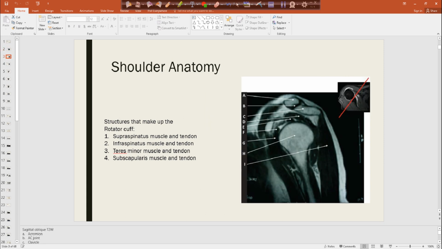Here we have a sagittal oblique. So now we're going to be basically perpendicular to that supraspinatus muscle. A, we have the acromion. B, AC joint. C is our clavicle. Our clavicle is what? More anterior or more posterior? Anterior. So then if we had to label, this would be the anterior side over here. This would be the posterior side.